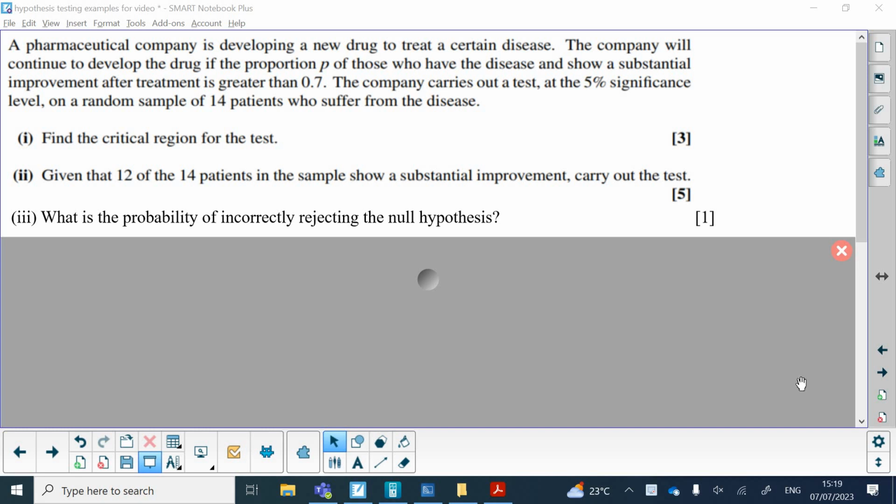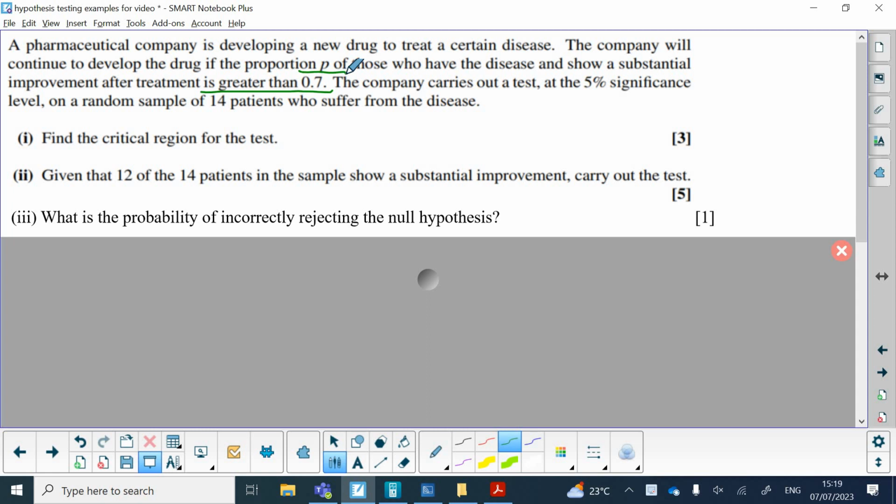This is going to be a binomial hypothesis test, one-tailed with a critical region. Okay, so the first thing we do is we read the question and try and turn the words into some maths. So we have a pharmaceutical company developing a new drug to treat a certain disease, and the company will continue to develop the drug if the proportion P of those who have the disease and show a substantial improvement after treatment is greater than 0.7. So the proportion P has to be greater than 0.7 for them to continue.